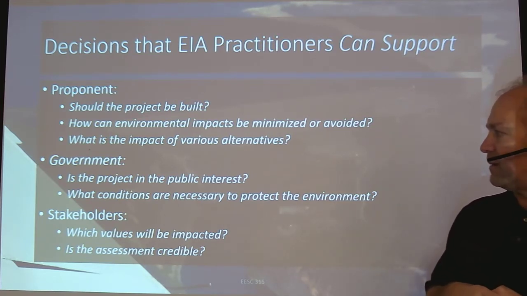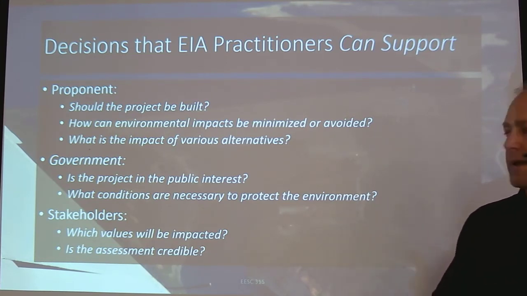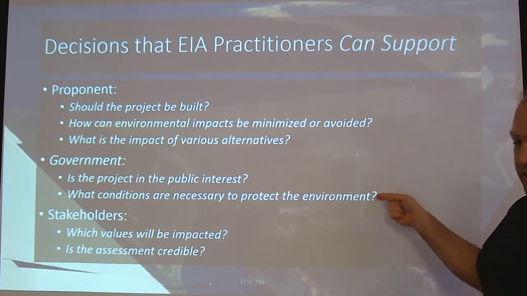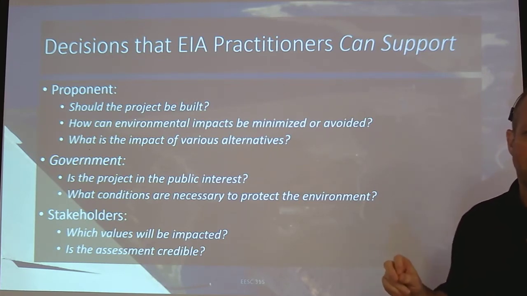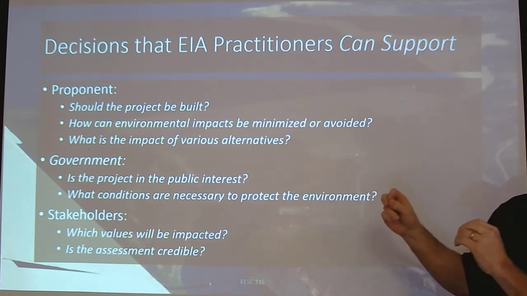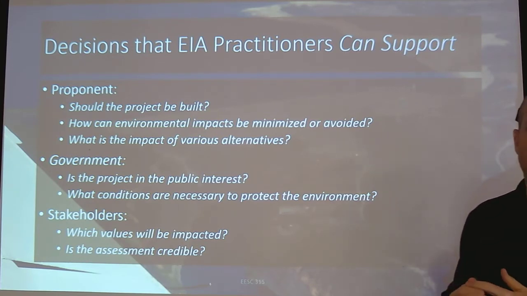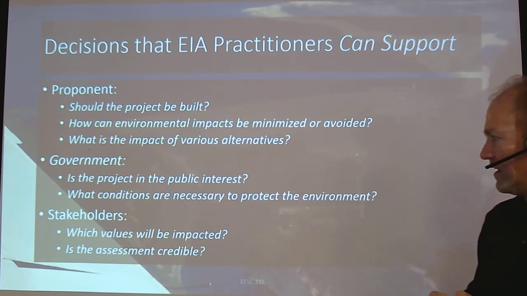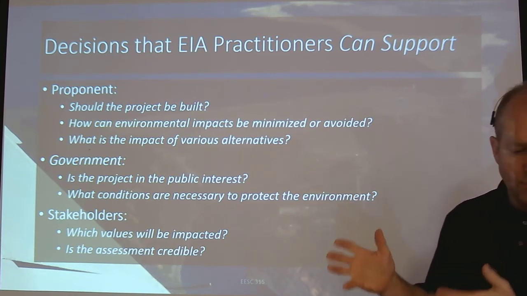Okay, so for the government, we can help them as practitioners. Is the project in the public interest? So we don't decide that, but we can give the government the information that helps them decide that. What conditions are necessary to protect the environment? In other words, if the government is going to approve a project, what are the conditions that they can write into that approval, which will then be enforceable, that can be followed up on through compliance reporting in annual reports, etc., that will help minimize uncertainty and help the government understand that the project is being carried out in an environmentally sustainable way.